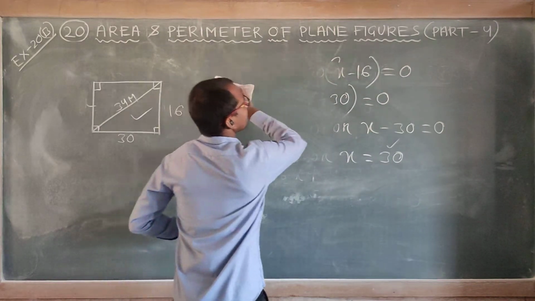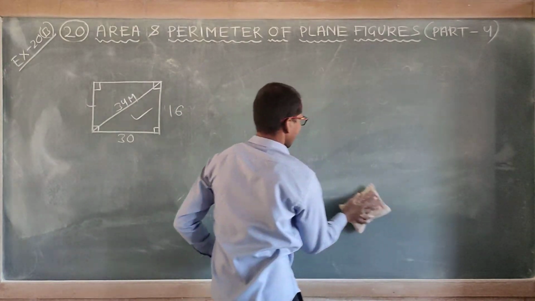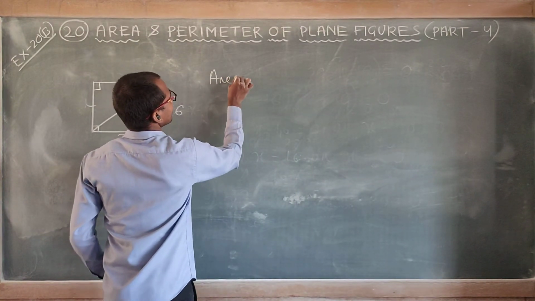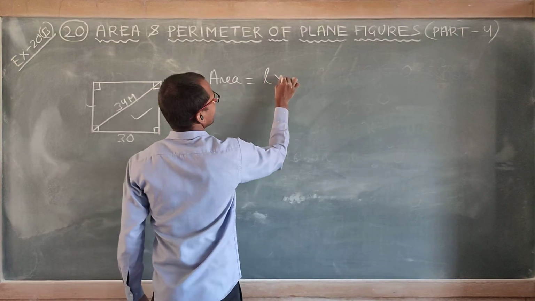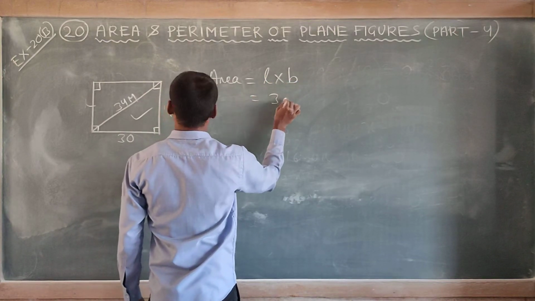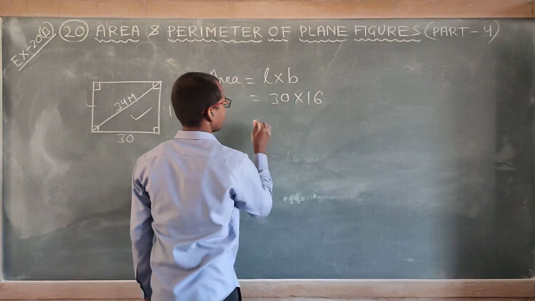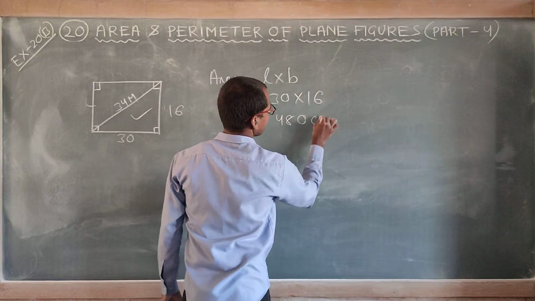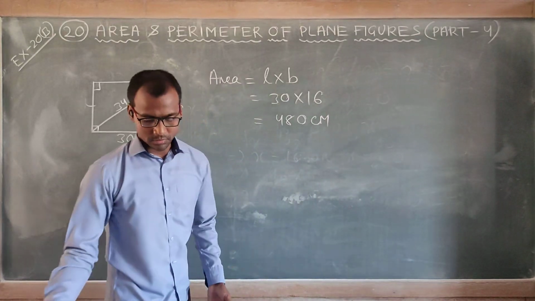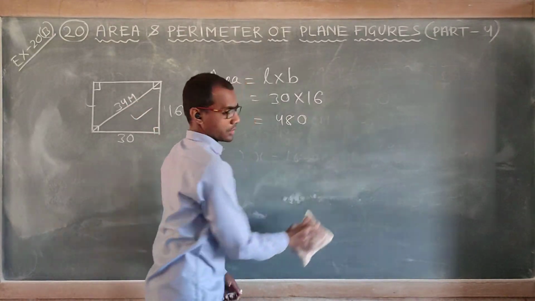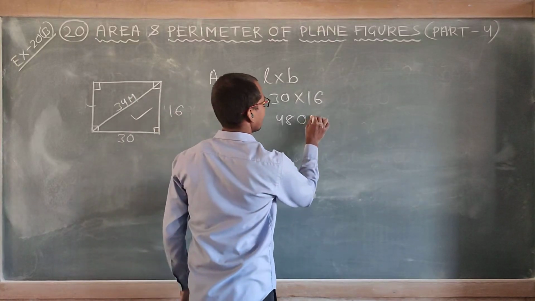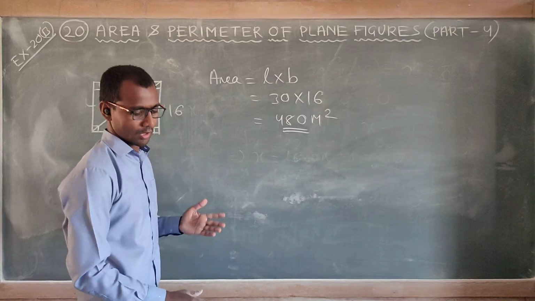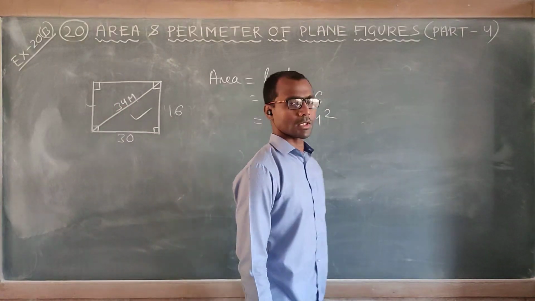So you got the dimensions. Now we are required to find the area of the rectangle. Area is length into breadth, 16 into 30, which is 480. This is meter. So the area of the rectangular plot is 480 square meter.